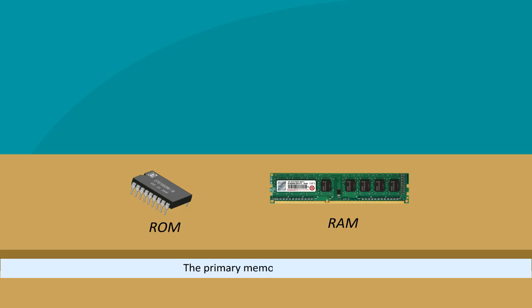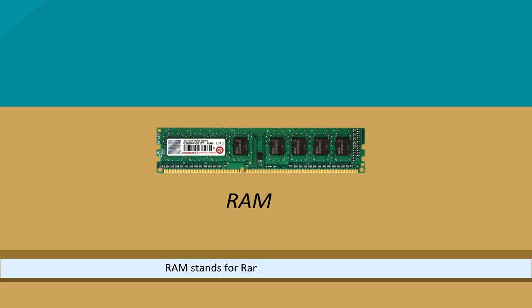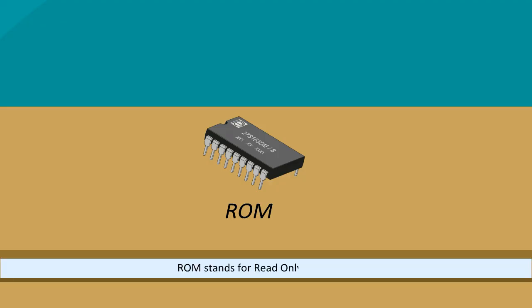The primary memory devices are RAM. RAM stands for Random Access Memory. It stores data temporarily while the computer is working. It is a temporary memory because the data gets erased when the computer is switched off. ROM. ROM stands for Read-Only Memory. It stores the instructions given by the manufacturer to operate the computer. It is a permanent memory.